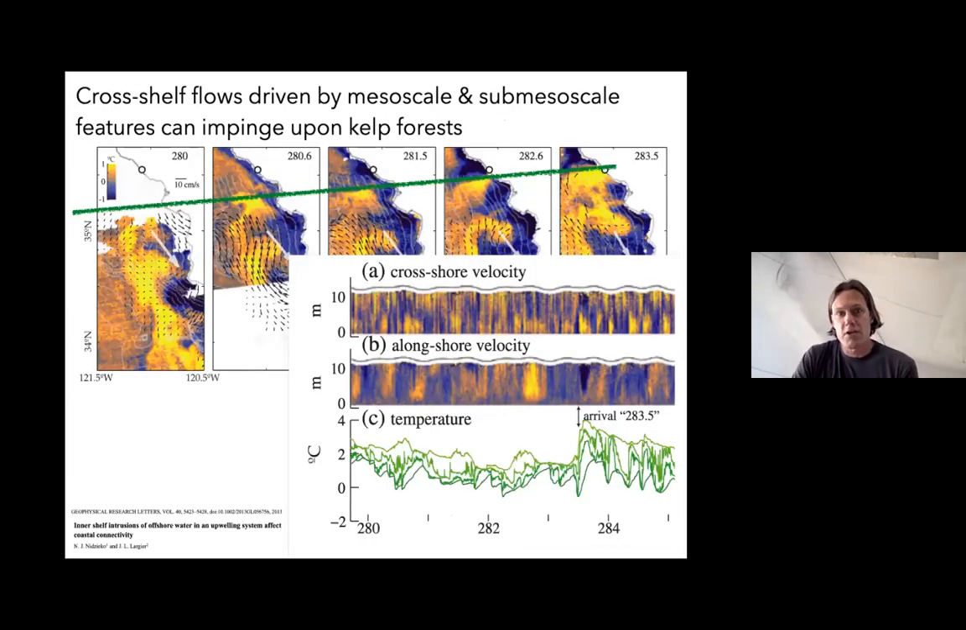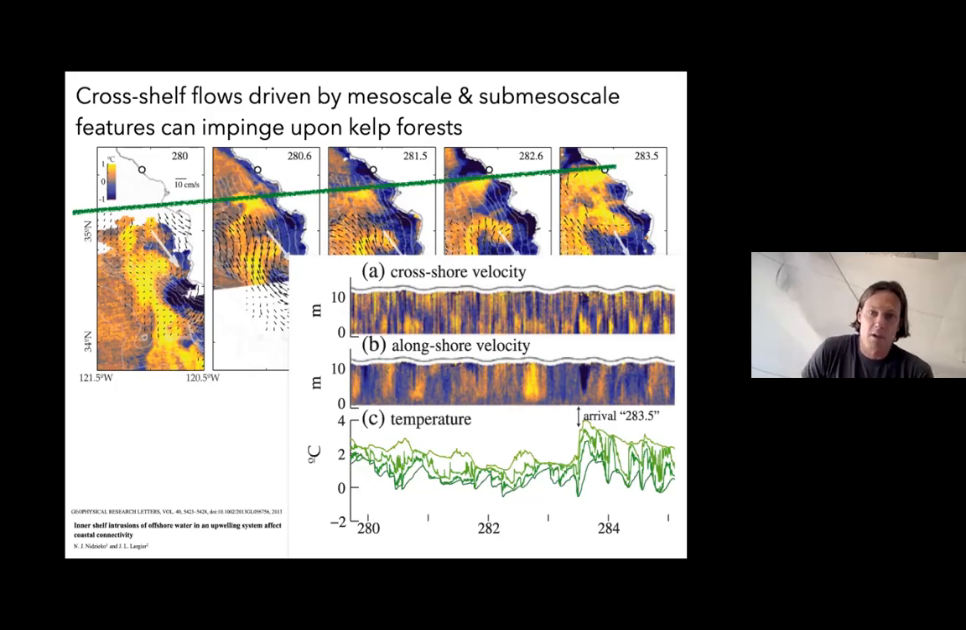We also know, thinking back again to how material can be brought across the shelf and into kelp forests, that cross-shelf flows can be driven by submesoscale features. This is just one example from up near Cambria. The white dot is located at a kelp forest near Cambria, right near the Rancho Marino Natural Reserve. And the colors represent sea surface temperature taken from a MODIS satellite image.